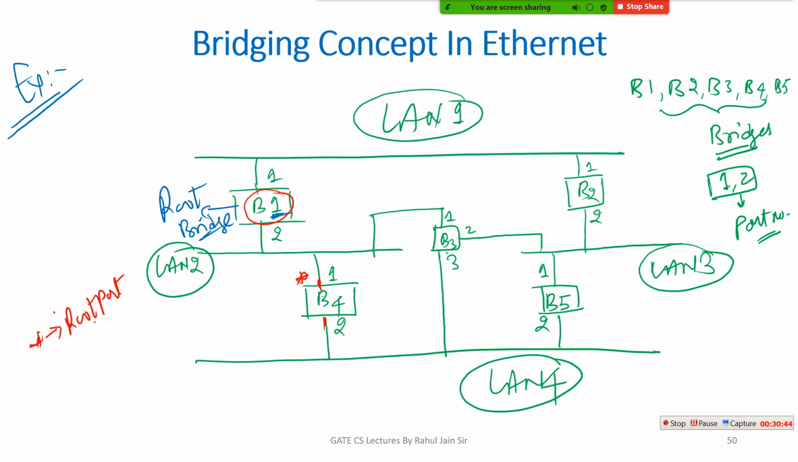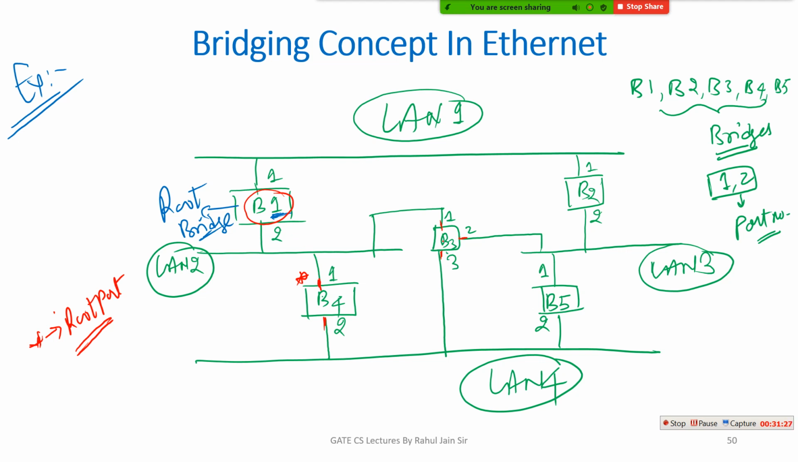This star denotes that the port is a root port. Is it clear, guys, why port 1 of B4 is the root port? Please comment in the chat box. Good. Now if I talk about B3, you can answer me, Manjit. Out of port 1, port 2 and port 3, which port should I consider as a root port? Answer me. No, Manjit, it is the root port because B4 is closest to B1. This port is closest to B1. That is why I considered it a root port.